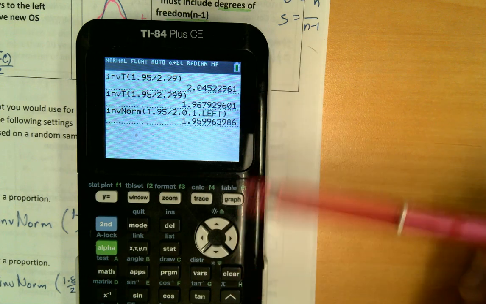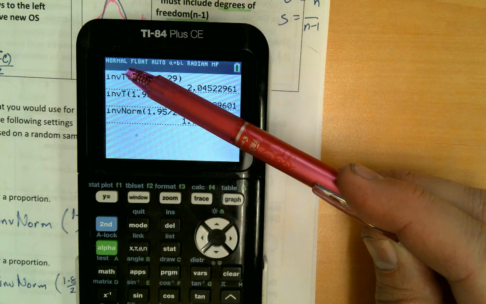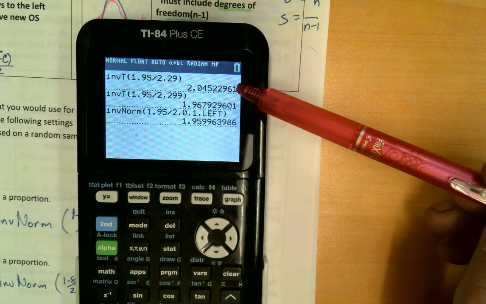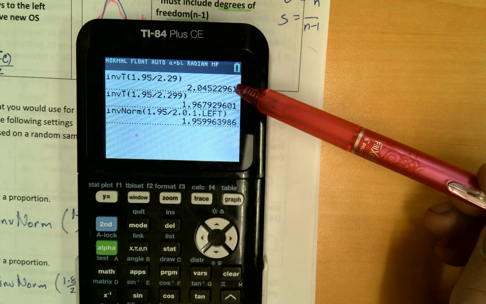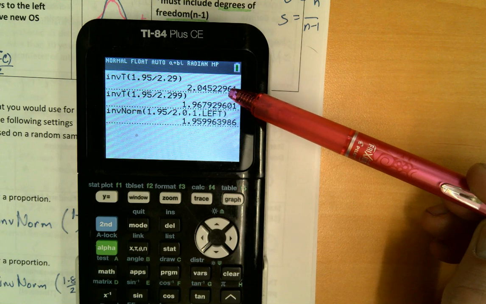Hopefully this is kind of making sense as to why we use t and also what that actually does. It gives us more wiggle room, a wider margin of error to account for our variability that we know is going to happen.